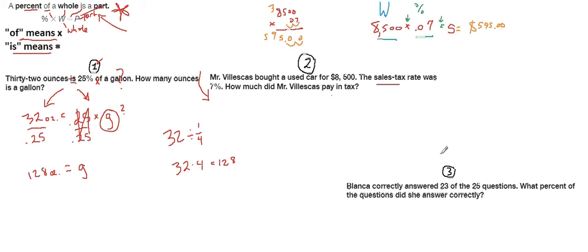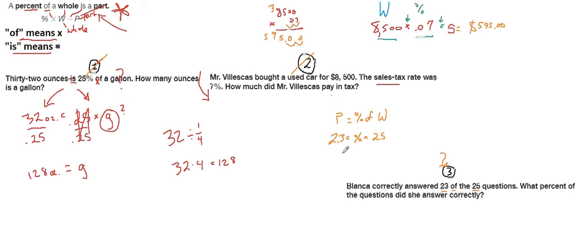All right, and then number 3. So we did number 1, did number 2. Blanca correctly answered 23 of 25 questions. 23 is the part she did right. Out of 25, what percent of 25 is this part? Part is percent of whole.